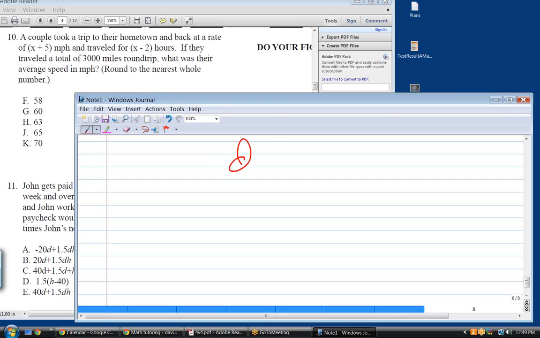If distance equals rate times time, and they went 3,000, that also means that rate equals distance divided by time. And they want the average rate. Well, we know the distance is 3,000.